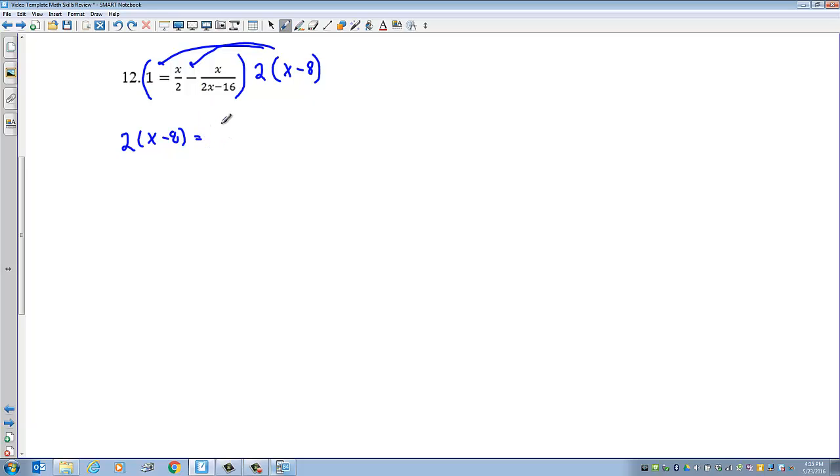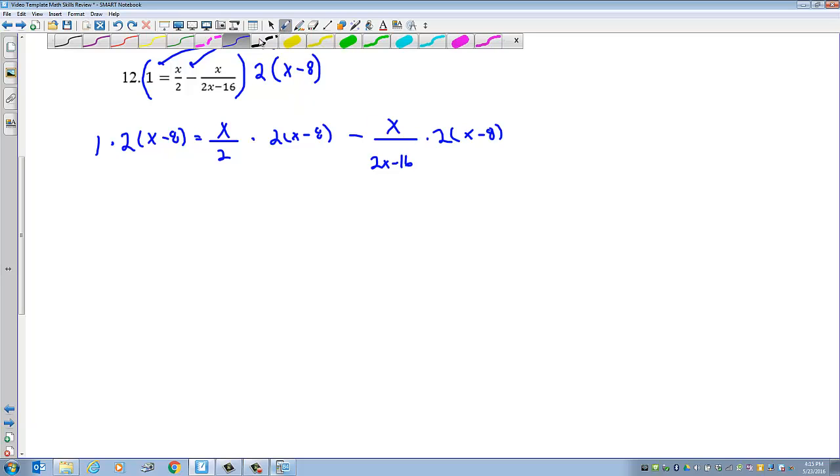And let's just write this out so you can see it. So this is x, and let's just write it out. So that's 1 times. I have x over 2 times 2 times x minus 8. I normally skip this step, but I think it might be good for you to see it. Then minus, then you have x over 2x minus 16 all times 2 times x minus 8. And you can see right away what's going to happen. These 2's are going to cancel, clearing that denominator. And then 2x minus 16 is exactly the same thing as 2 times the quantity x minus 8. So it's going to clear that.